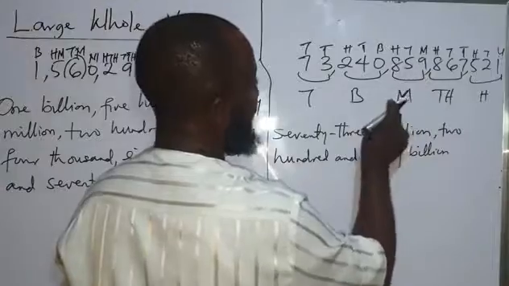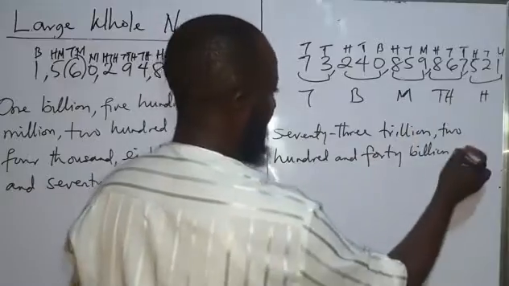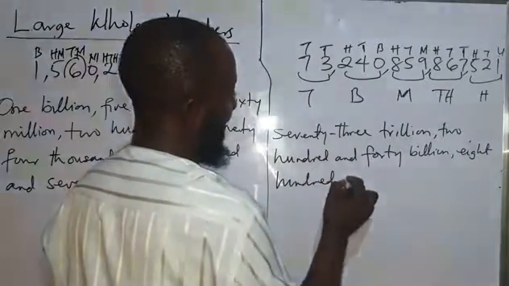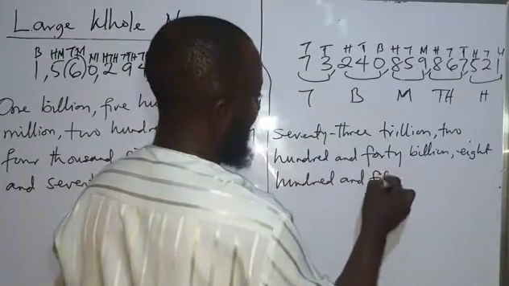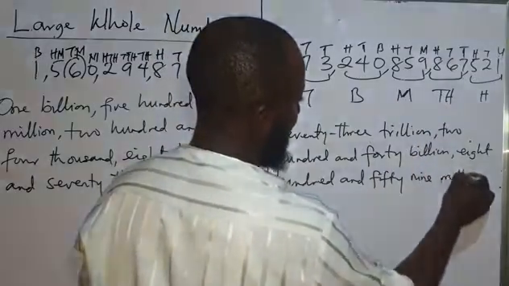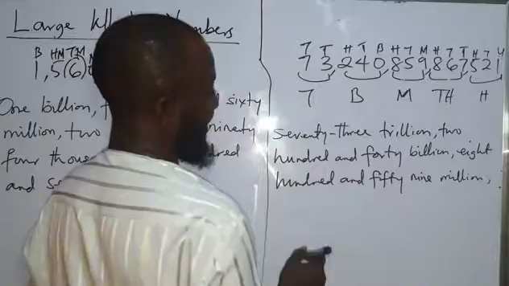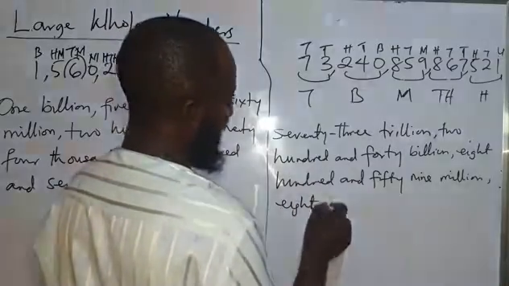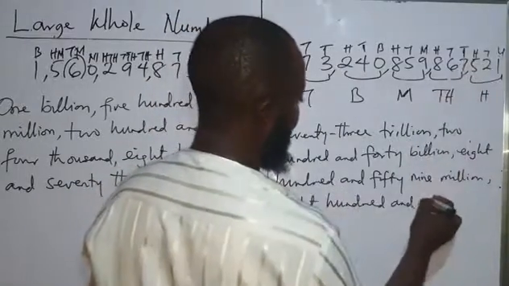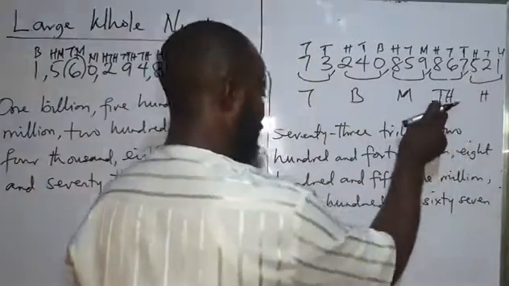That is that. Then move to the next one. 859 million. 800 and 50, 59, 9 what? Million. 59 million. Right? So we're done with that. We move to the next one. The next one is what? 800 and 67. 67 what? Thousand.